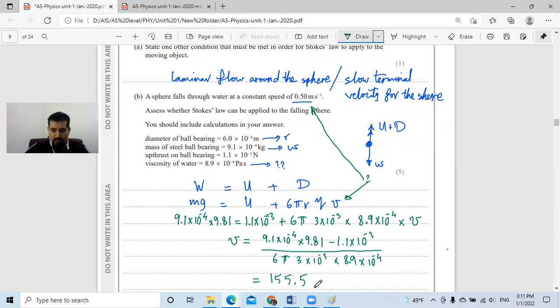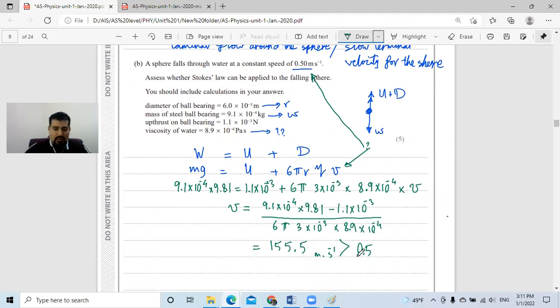155.5 meters per second, which is much greater than what? Than 0.5, which is much greater than 0.5. So yes, it's not accepted. Okay, no, it is not applied. Cannot be used.